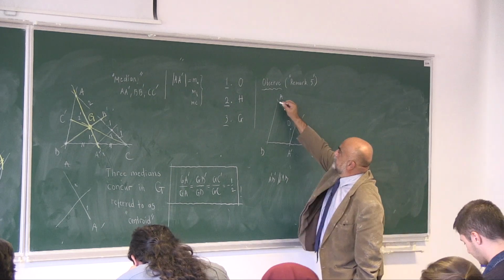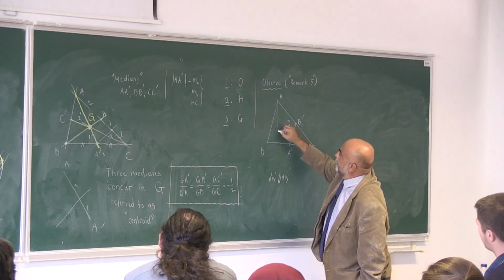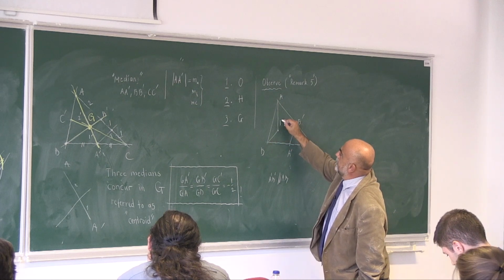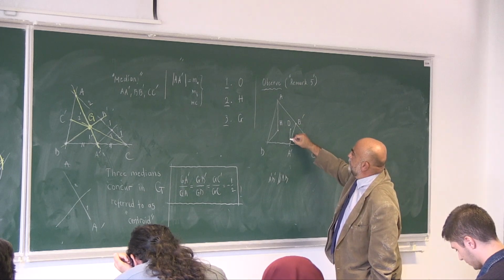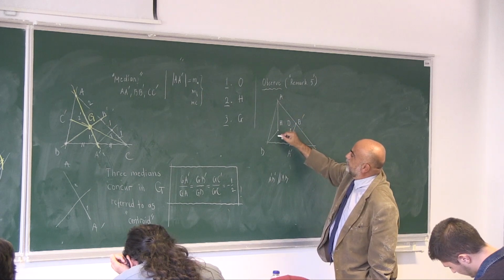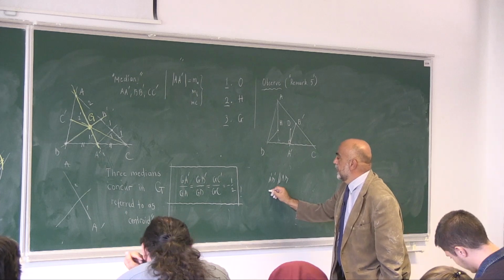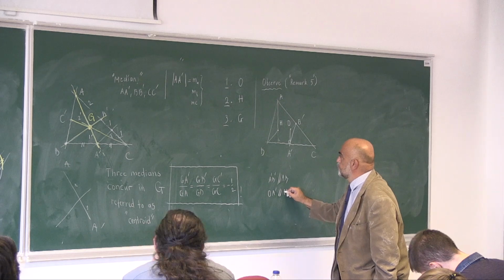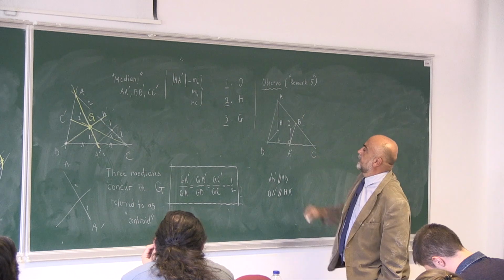Now, I want to take the altitude through A and the altitude through B, and they, of course, intersect in H. Now I want you to observe the following. OA prime, which is, of course, perpendicular to BC, and AH, which is also perpendicular to BC, are parallel. So this side is parallel to this side.